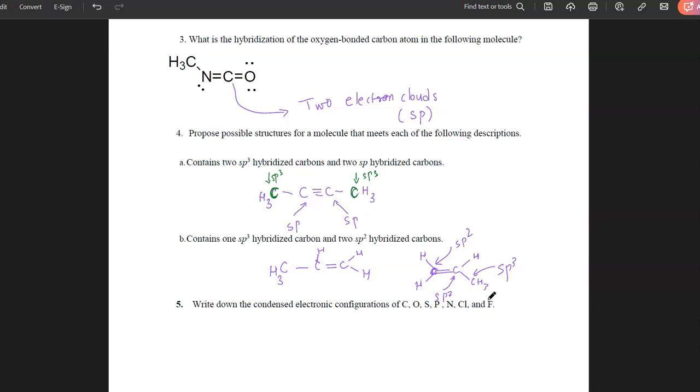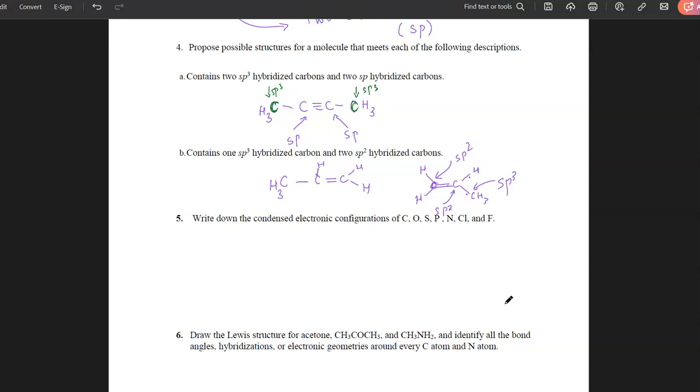Count the electron domains around the central atom. This carbon has 1, 2, 3, so it's sp2. Here again 1, 2, 3, so it's sp2. And this carbon atom has 4 electron domains, which makes it sp3.